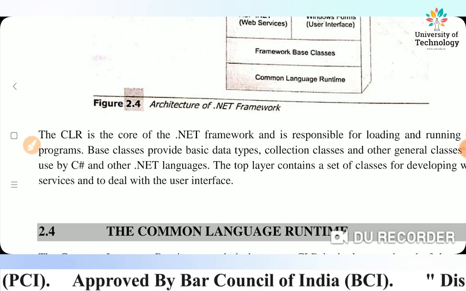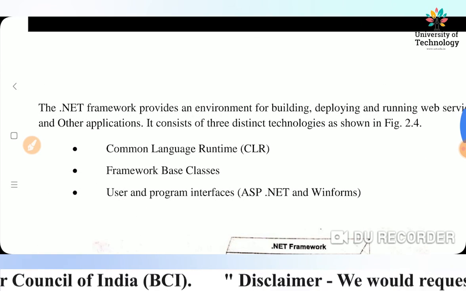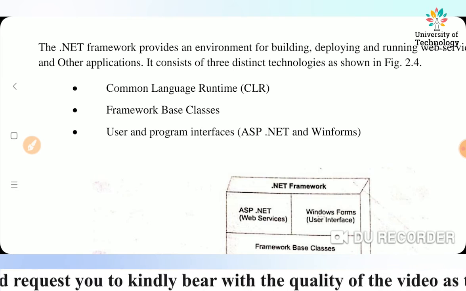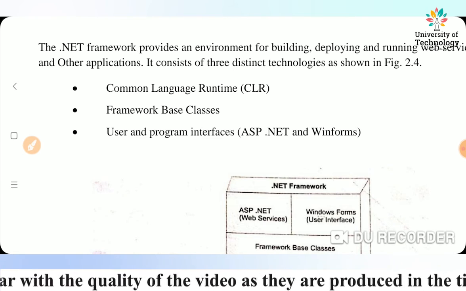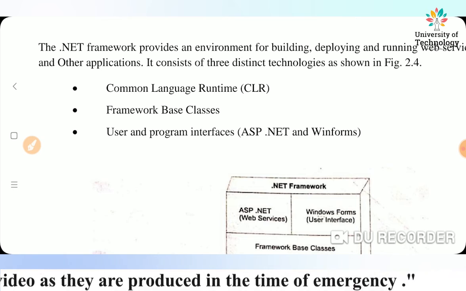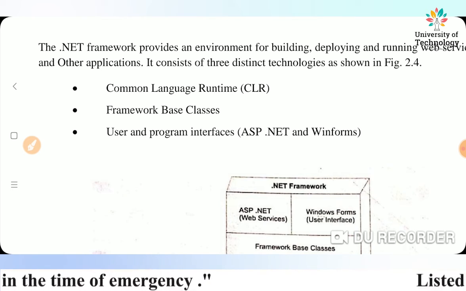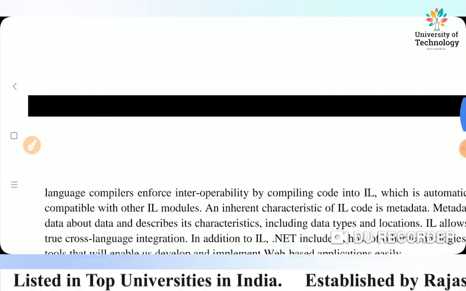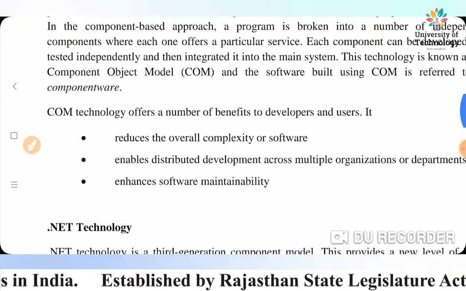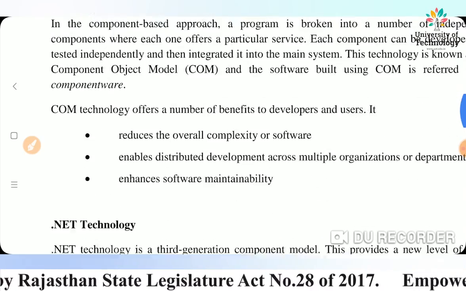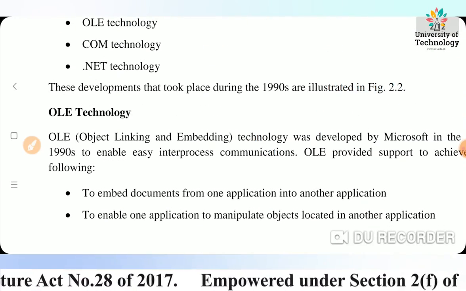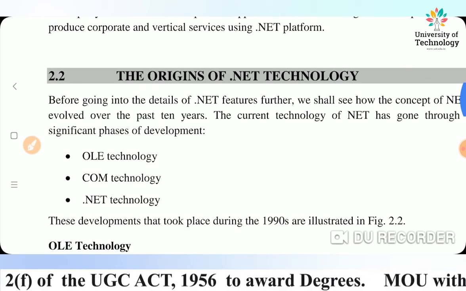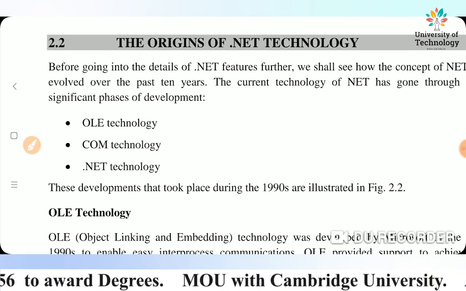So friends, in .NET Framework, we saw CLR, Common Language Runtime, Framework Based Class, User Program Interfaces, ASP.NET. We paid attention to COM technology, .NET technology, and OLE technology, object linking and embedding. So it was the origins of .NET technology.